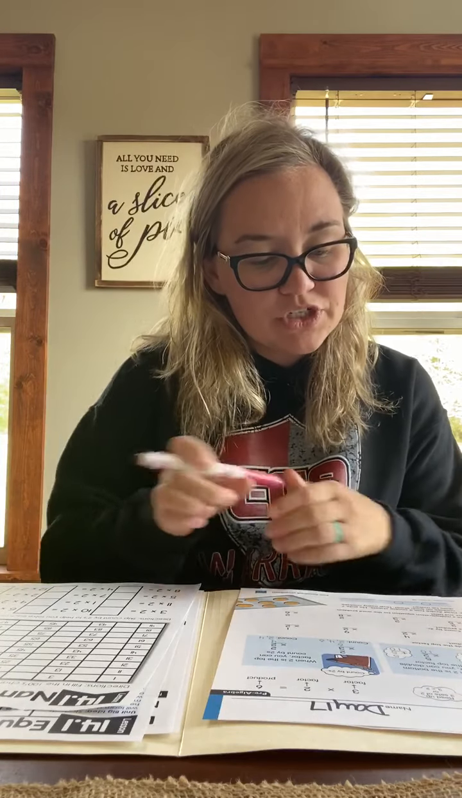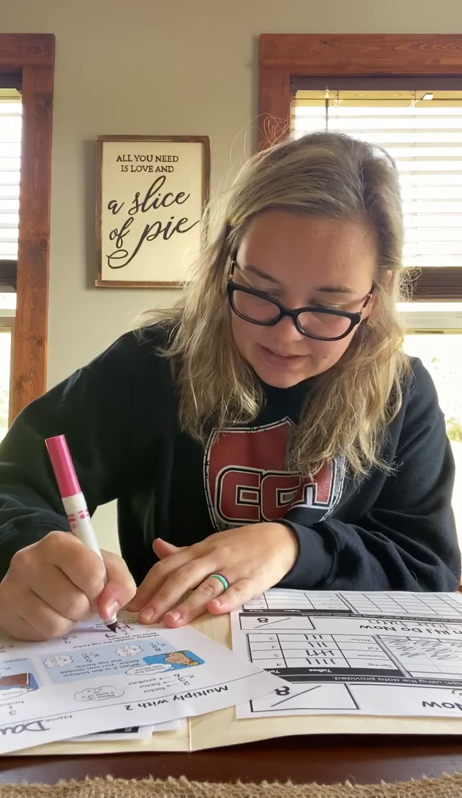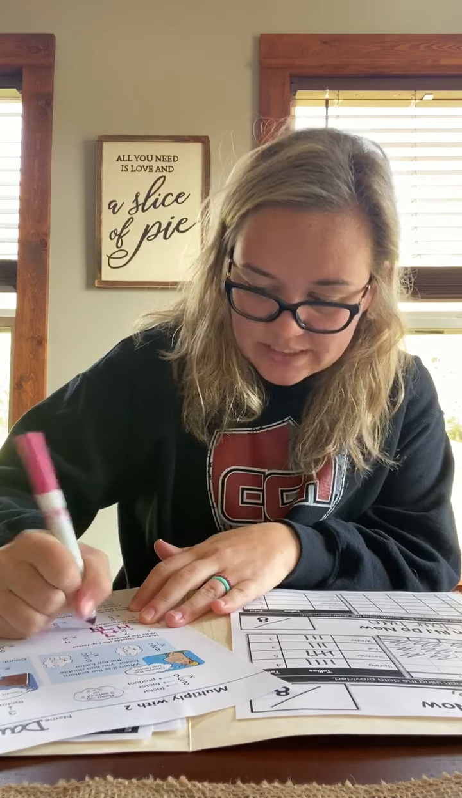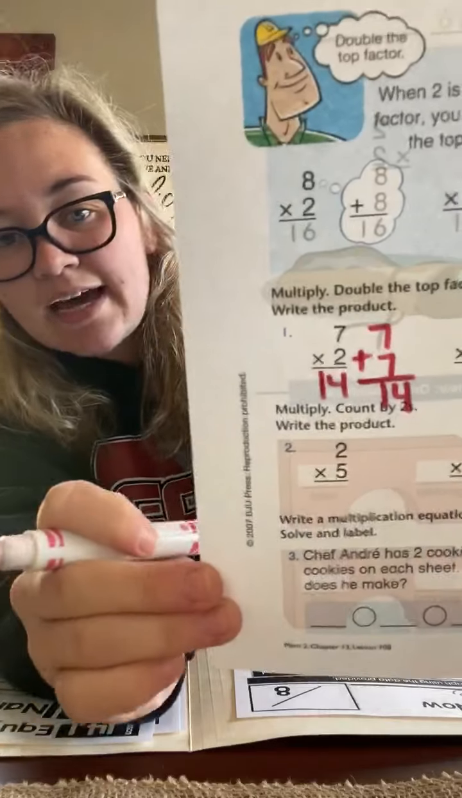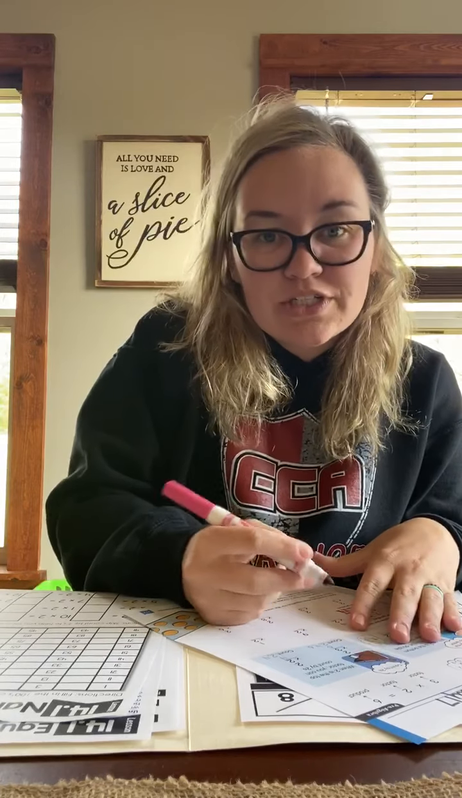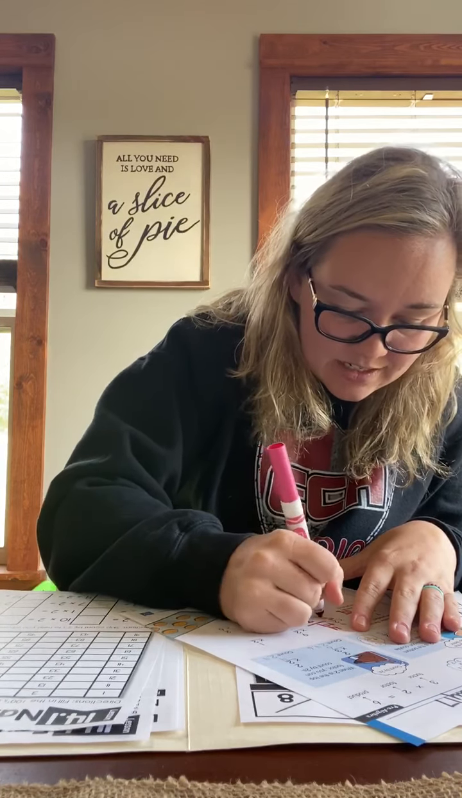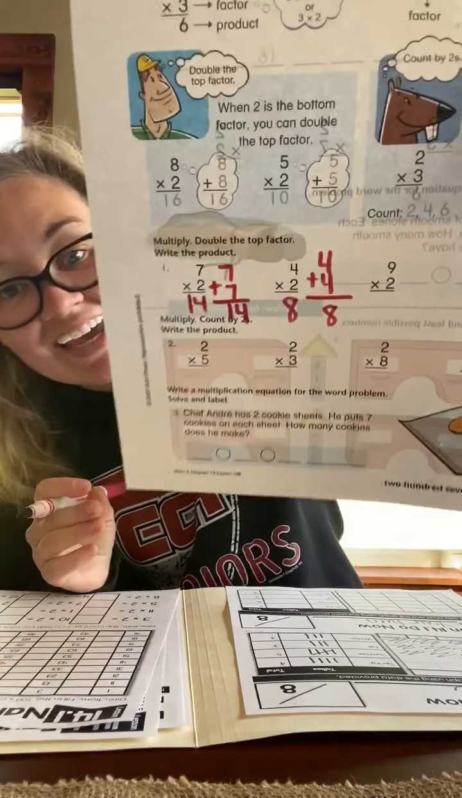So 7 times 2 is going to give me 14. That would just be like me saying 7 plus 7 is 14. Okay, does everybody see that? Okay, it's backwards. Okay, so the next thing we're going to do is 4 times 2. So that would just be 4 plus 4 would be 8. So 4 times 2 is 8.